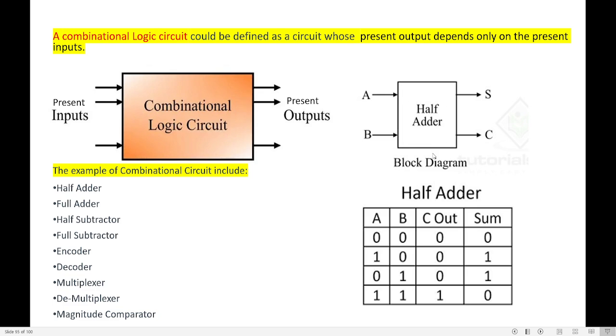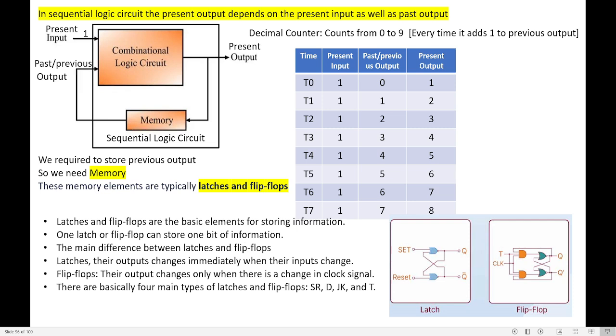So what is the half adder? Half adder is a circuit whose output depends upon the present input. So it belongs to which family? Combinational logic circuit family. Various examples of combinational logic circuit are half adder, full adder, subtractor circuits, encoder, decoder, multiplexer, demultiplexer, and magnitude comparator. Now our objective is to look into what is sequential logic circuit.